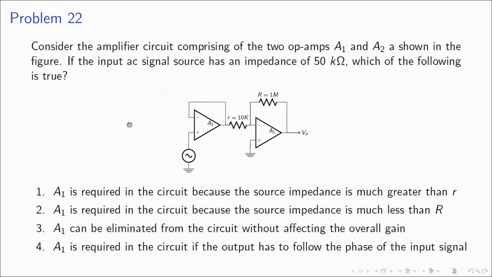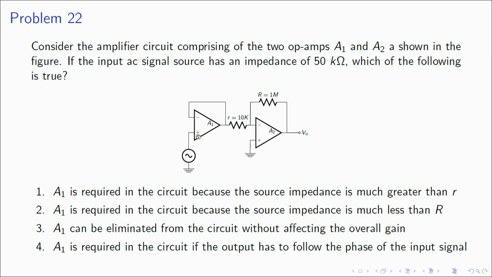Okay, so next is the problem on electronics. It says consider the amplifier circuit comprising of 2 op-amps, this and this. It says the source signal has an impedance of 50 kilo ohm. Which option is right? It basically talks of why this A1 is required or why it should not be required. If you look at this circuit A1, the output is directly short circuited to the negative terminal. You can recall that this is called a follower circuit.